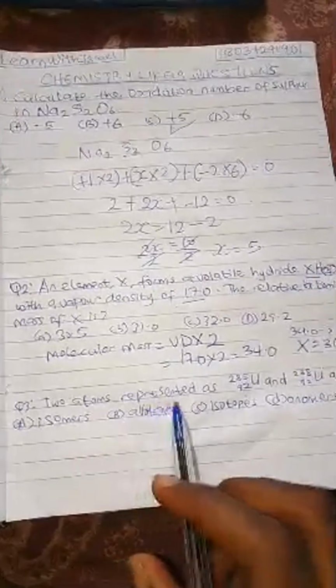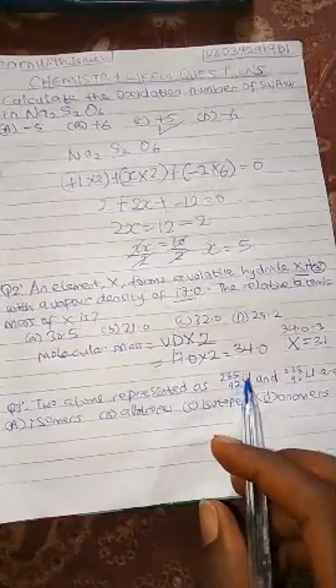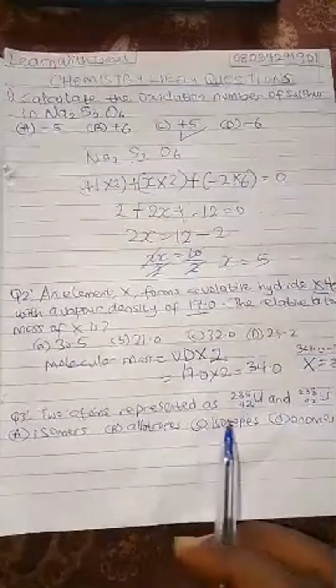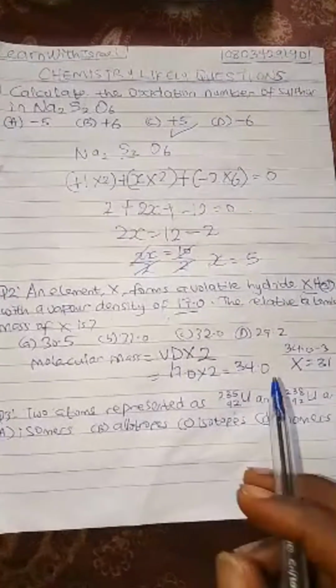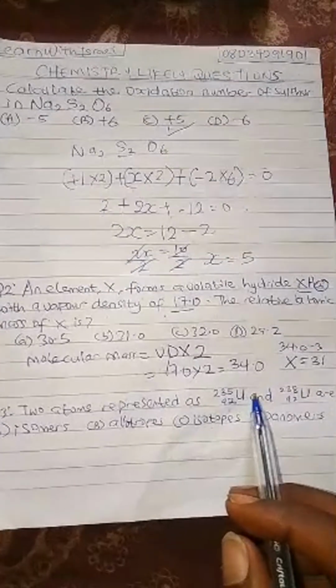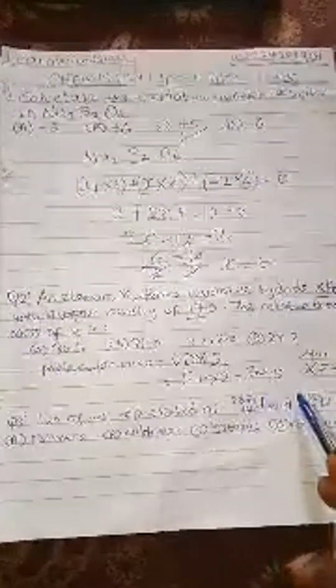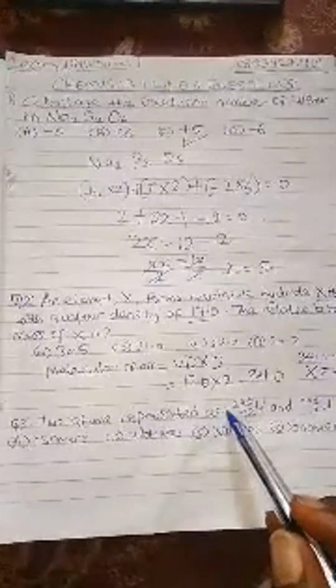Question 3. Two atoms represented as 235 uranium and 238 uranium are A isomers, B allotropes, C isotopes, D anomers. So if you look at these two atoms, what we are going to notice is that the atomic number are the same while the mass number are different. And the definition of isotope is a phenomenon whereby we have the same atomic number but different mass number. So these two atoms represented as 235 uranium and 238 uranium are isotopes. They are isotopes, different mass number and the same atomic number.